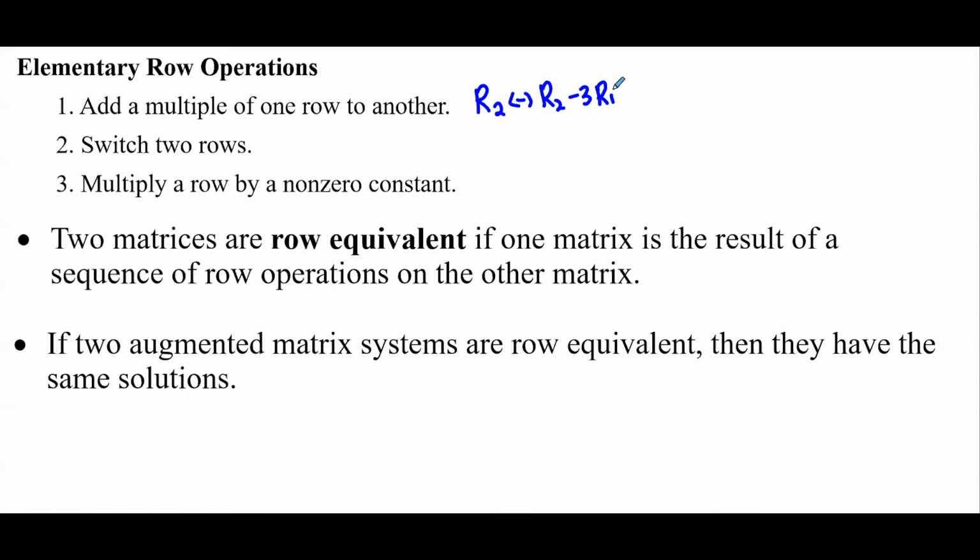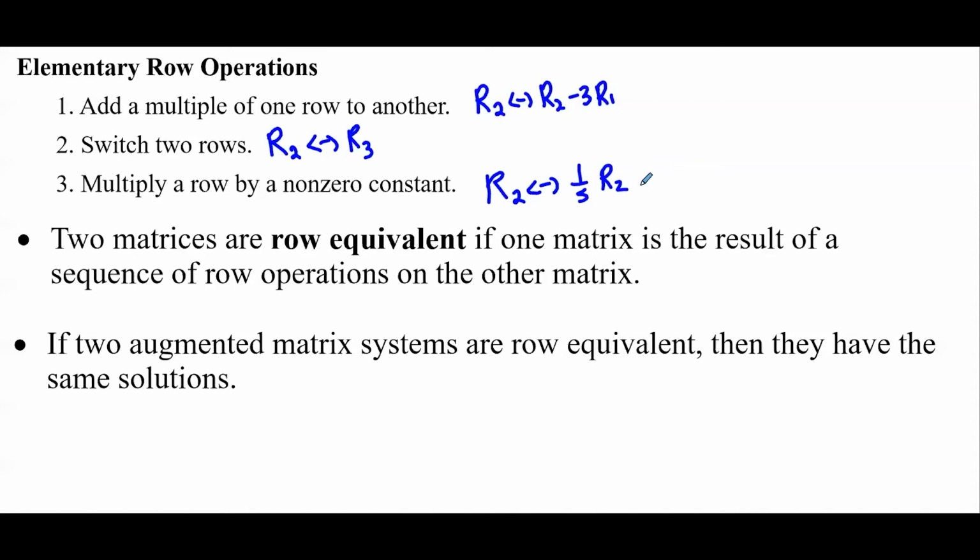You can switch two rows. So I could just say take row 3 and row 2 and switch them around. Right? Just switch the order that they're in the matrix. And you can multiply a row by a non-zero constant. So we did things like this where we'd say replace row 2 with 1/5 times row 2. And that was division, right? But we just made it a multiplication operation.